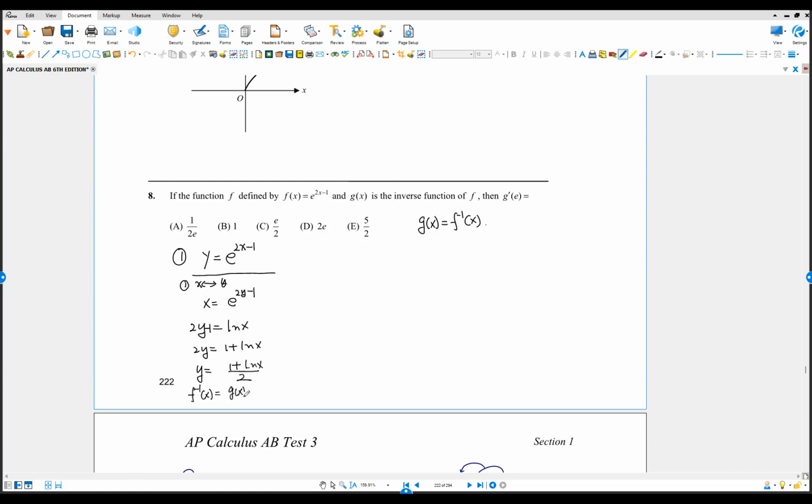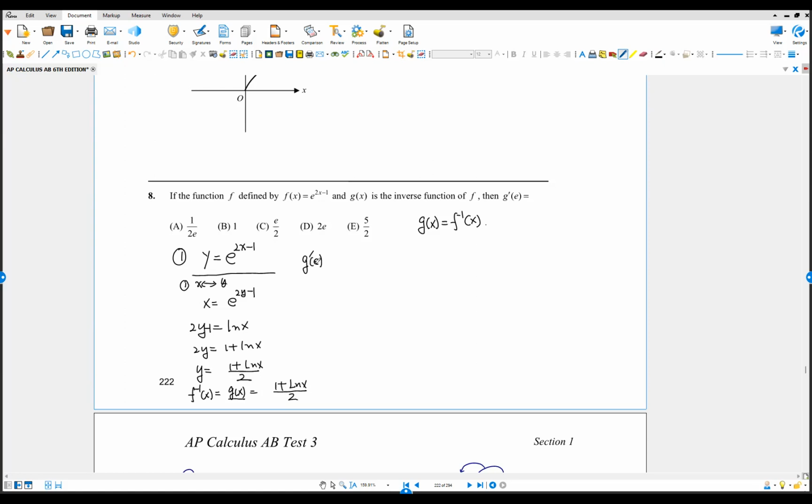Or you can use g of x this way. Are you okay with this? In this case we can easily find the inverse, but sometimes it is very hard to find the inverse algebraically. At that time we have to use another method. But this is okay, you can find the inverse here. From here, what is g prime of e?